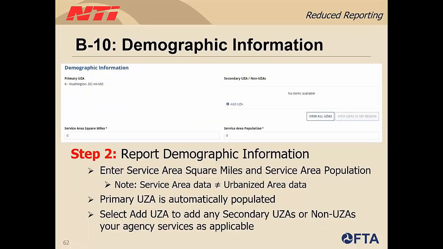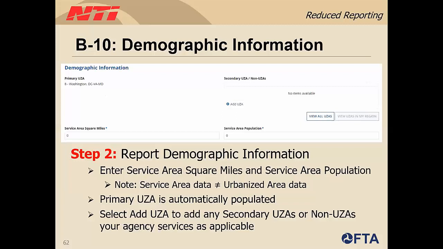After you have selected your agency's organization type, you will report your demographic information. This includes service area square miles and service area population. The data points for service areas should represent your agency's true service area for transit and not the data for your particular urbanized area.